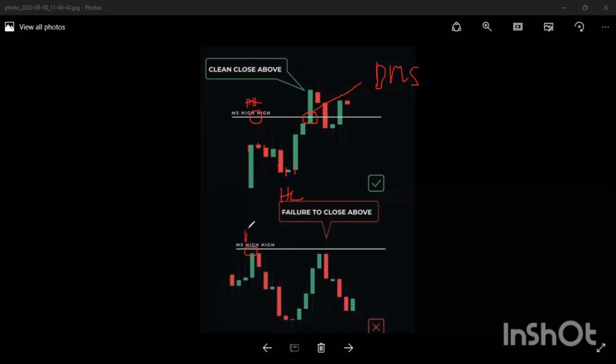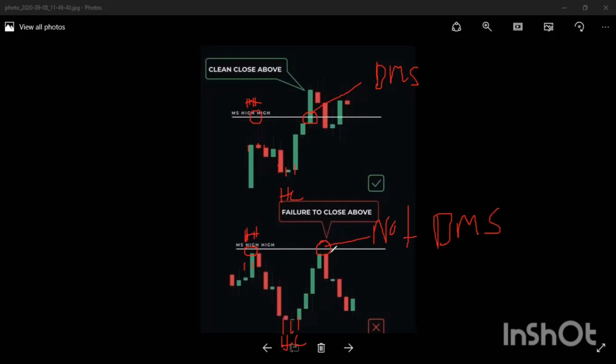Now let's look at down here. We have a higher high here. Higher high, 1, 2, 3. Then a higher low, 1, 2, 3. And then we have this. So this is not BMS. You should take note of this.